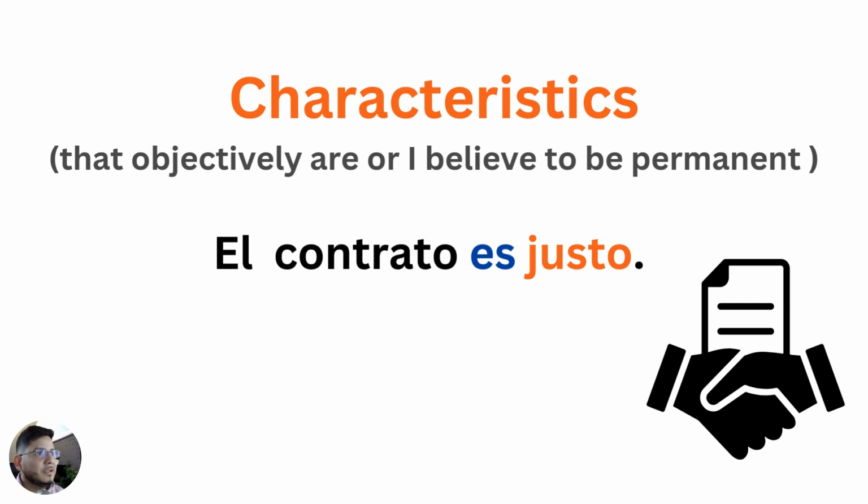All right, characteristics. The key idea here is that these are things that are objectively generally viewed as objective, or that I believe to be permanent. This is one that could be confusing for students at first. El contrato es justo. When I say that, I'm saying that the contract is fair, but in a way that there's not much discussion about it. I firmly believe that this is an objective statement, even if someone disagrees with me.